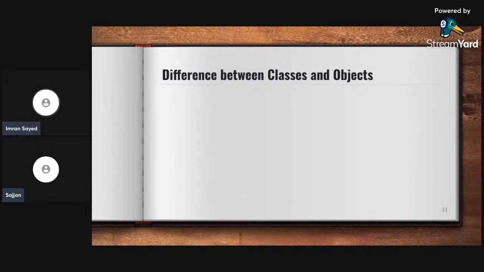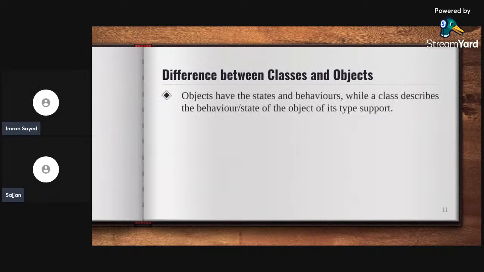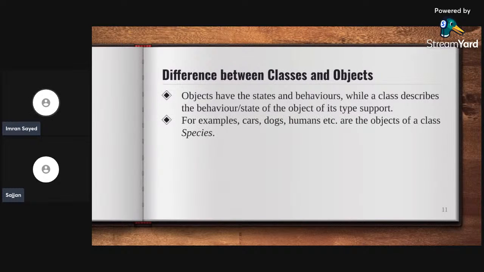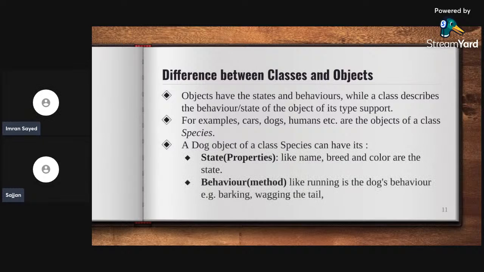What are the differences between classes and objects? Well, objects have states and behavior, while a class describes these states and behaviors. For example, cars, dogs, humans are objects of a class species. A dog object of a class species can have its state and methods. States are also called properties, and behavior is method. For example, for a dog, it could be barking, wagging the tail, running, etc.